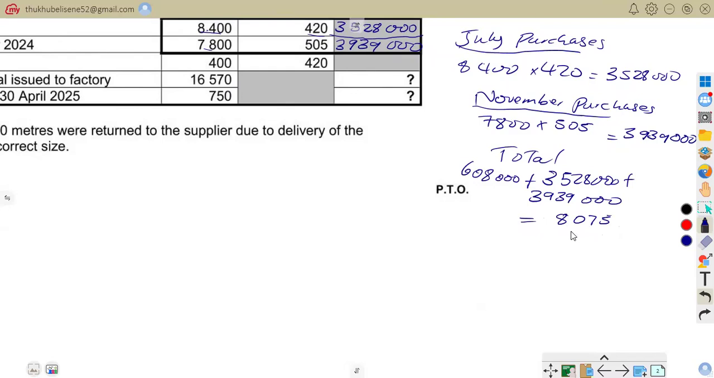They're going to give us 8,075,000. This is our total available. So that is that. So good people, don't forget that we do have returns.